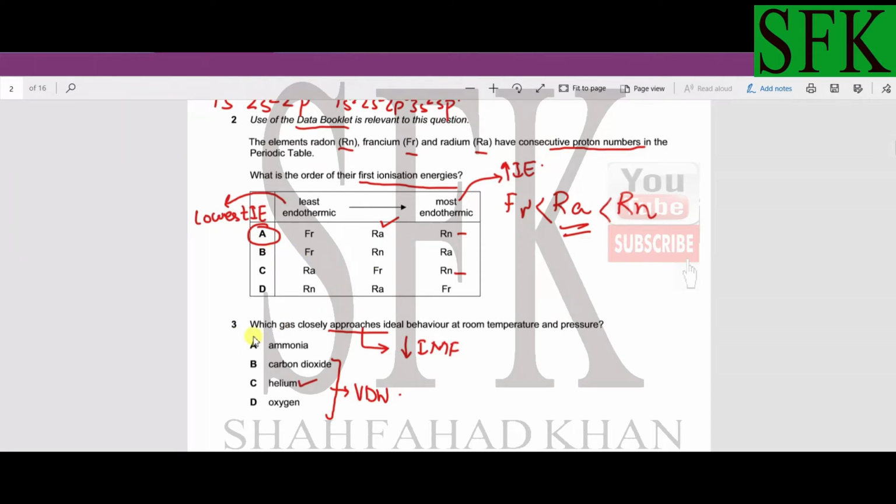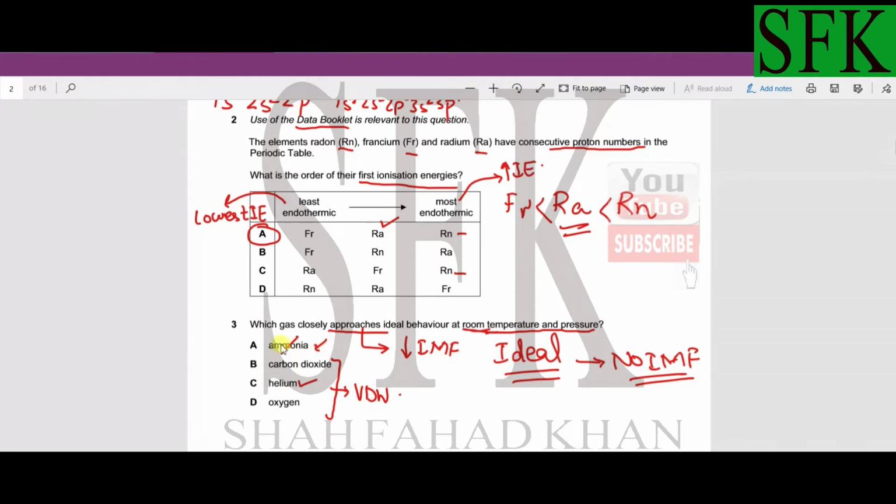Now, what about MCQ number 3? Which gas closely approaches ideal behavior at room temperature and pressure? Okay, guys, so for this question, you have to know that an ideal gas is the gas that contains no intermolecular forces. So the gas that approaches ideal behavior is going to be the gas that has the weakest intermolecular forces.